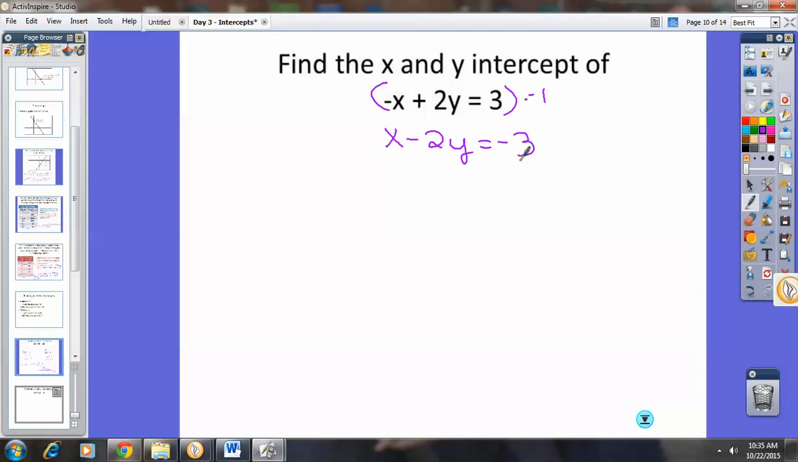Let's find our x and y intercepts. We're going to use the cover-up method. I want to find the x-intercept first, so I'm going to cover up y. What is x? Not 3, but negative 3. So let's write the ordered pair for that point: (-3, 0).